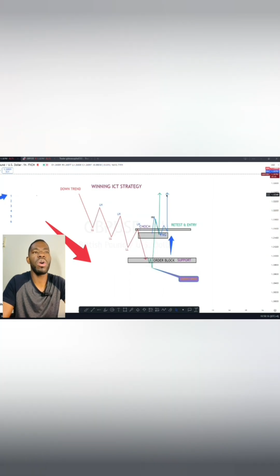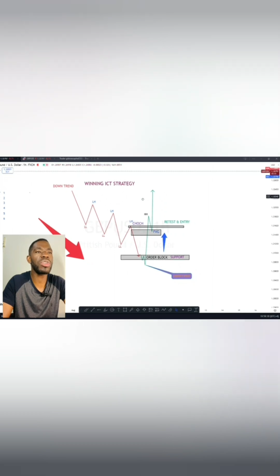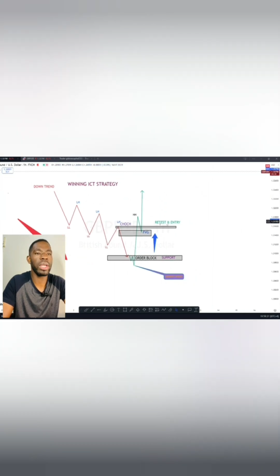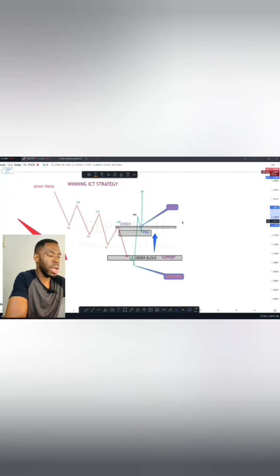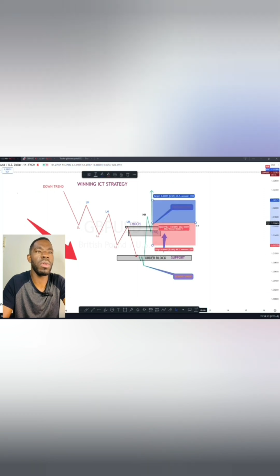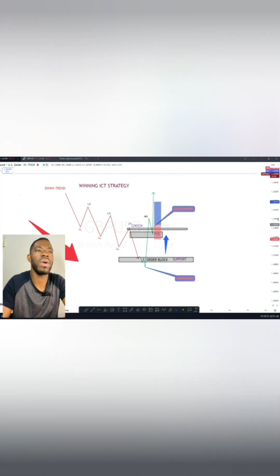I don't want to bore you with all these drawings, but you can see the entry has to be around this point here. Our retest and entry has to be around here, where you place your buy. All right, your stop loss has to be below the fair value gap area, and you enter after the close of a bullish engulfing candle to the upside.